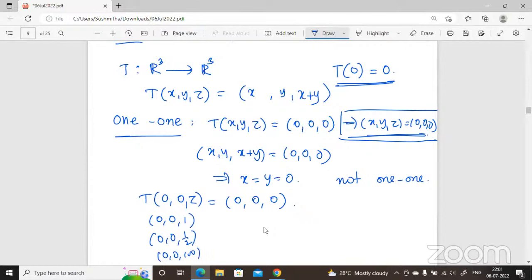Okay, got it. Is this onto? Ma'am, not getting one-to-one. T of x, y, z equal to 0, 0, 0 implies x, y, z equal to 0, 0, 0. This is what we want to prove. Actually, one-to-one is quite easy. Onto. Okay, let's do onto.